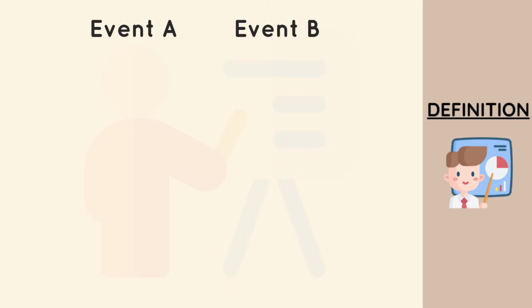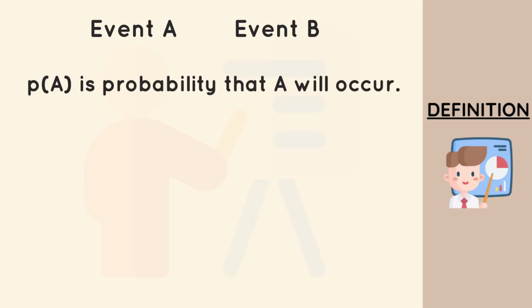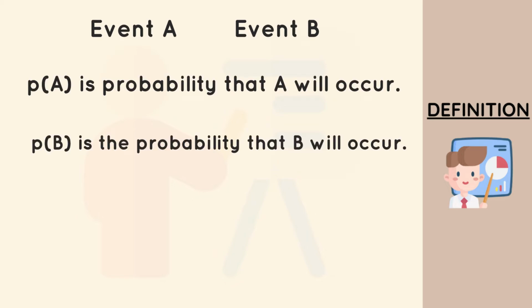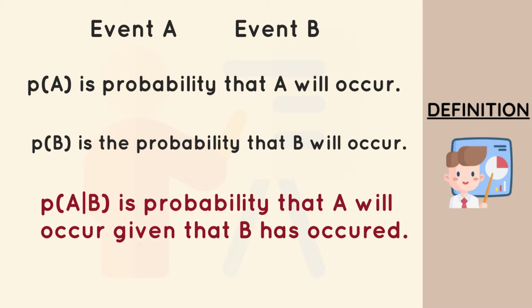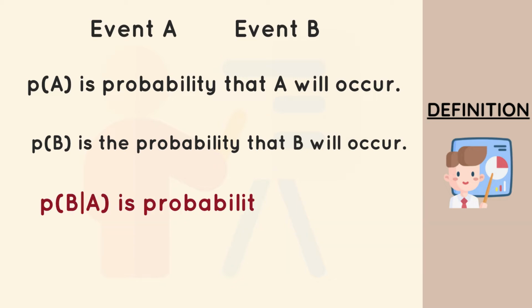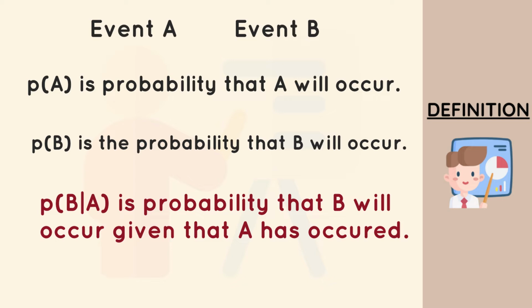So let's assume we have two events, event A and event B, with P of A being the probability that event A is going to occur and P of B being the probability that event B is going to occur. P(A|B) reads as the probability that event A is going to occur, given that event B has occurred, or we can say P(B|A), which denotes the probability that event B is going to occur, given that event A has occurred.